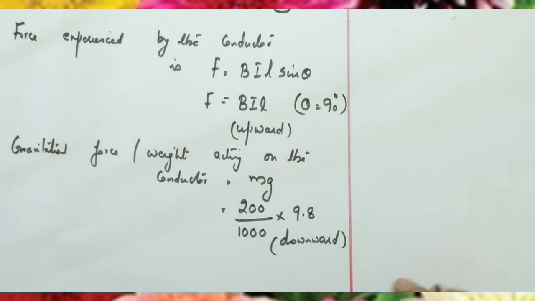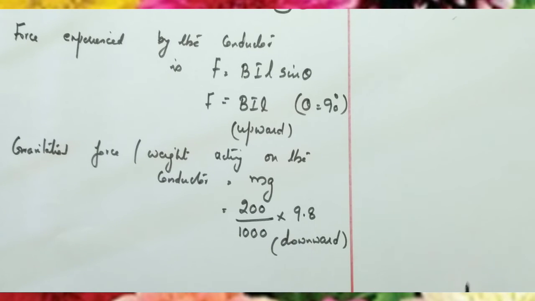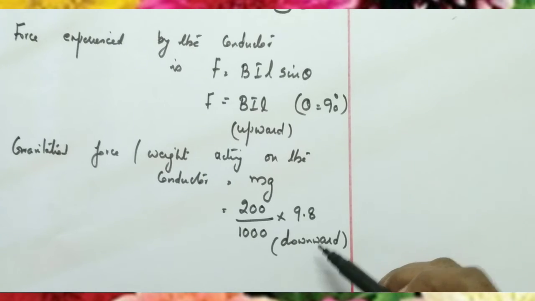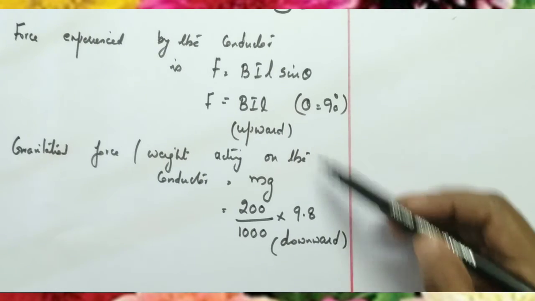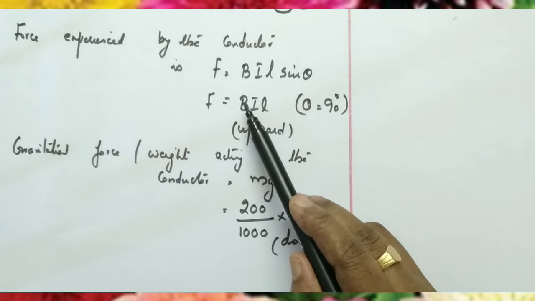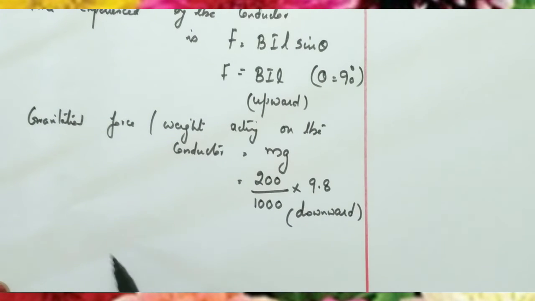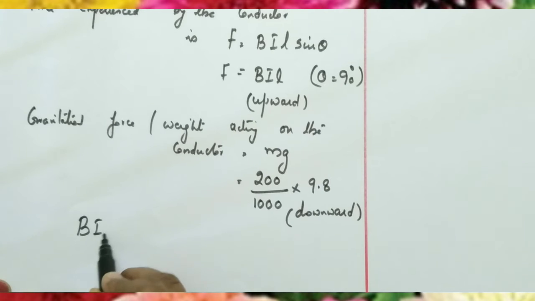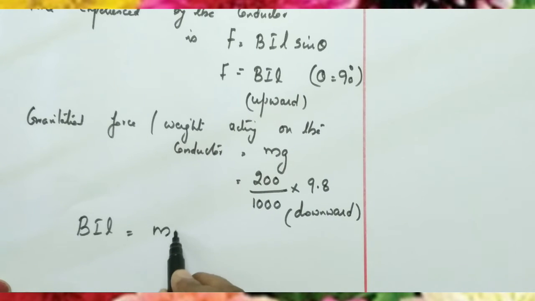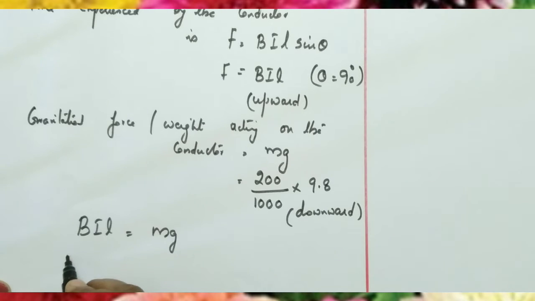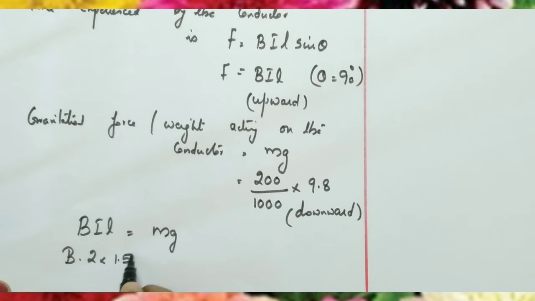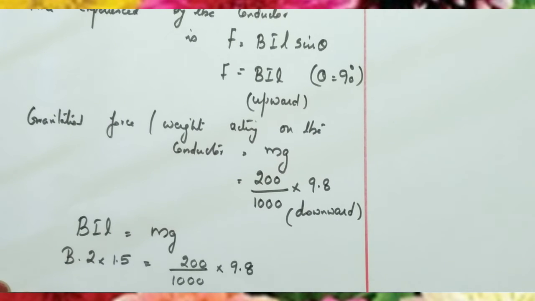Here the rod remains stationary, which means both forces are equal and opposite: one is upward, the other is downward. If we equate the two magnitudes, we can find the value of the magnetic field. So BIL equal to mg. B into current 2 ampere into length 1.5 meter is equal to m into g, that is 200 divided by 1000 into 9.8.